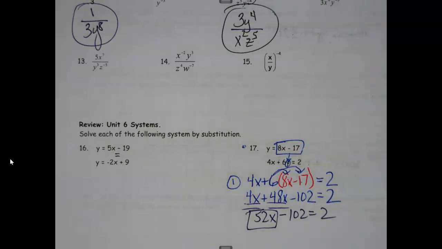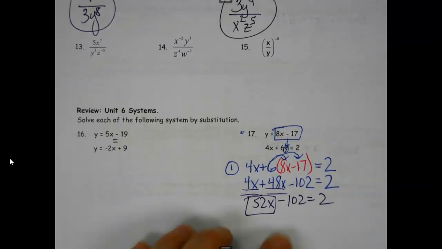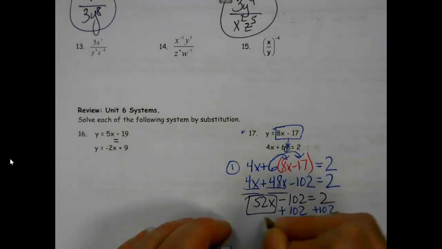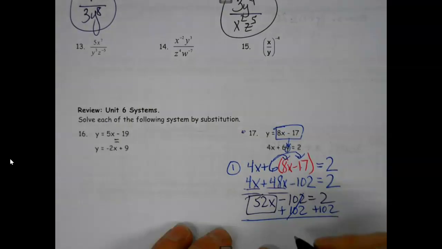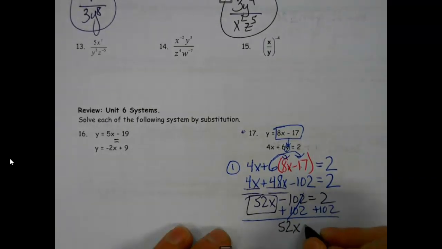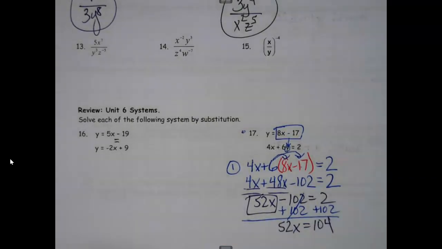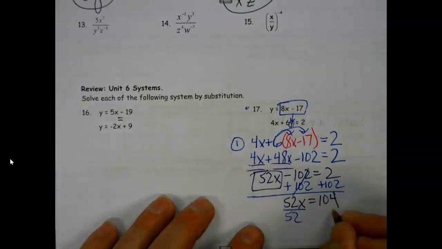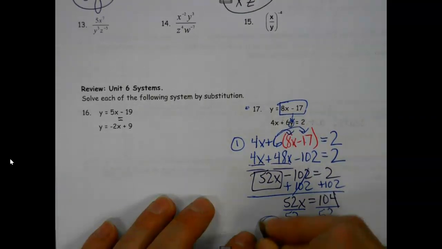Now we're back to first semester Algebra 1 business. I want to get the 52x alone. I'm going to do the opposite. Always got to be the opposite if they're on opposite sides. And one last step to get x, but we're not done.